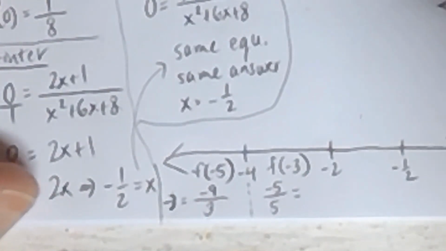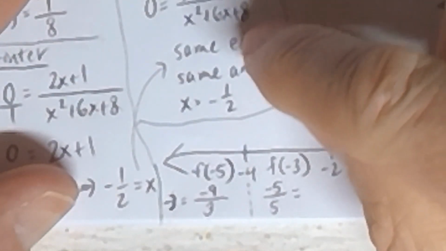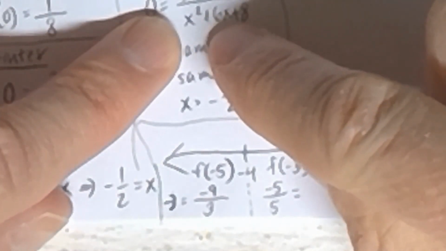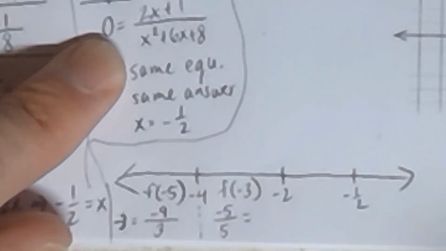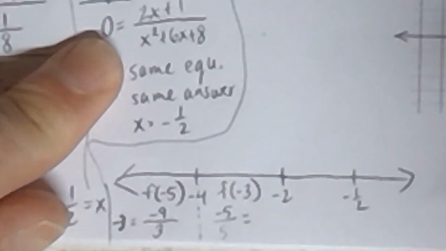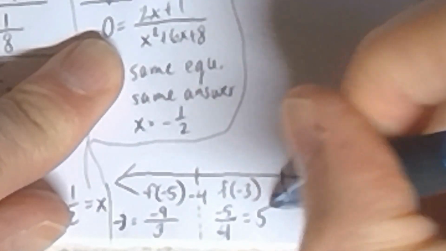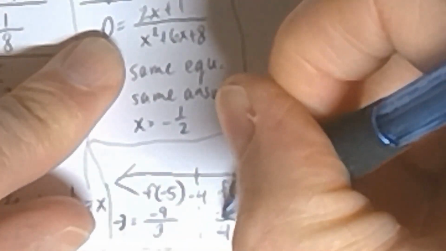Wait, hold on. I made a mistake there. Excuse me. 9 plus negative 18. So that would be negative 9. And then negative 9 plus 8 would be negative 1. So what is negative 5 divided by negative 1, you guys? Negative 5 divided by negative 1. Okay, that would be equal to 5 right there.